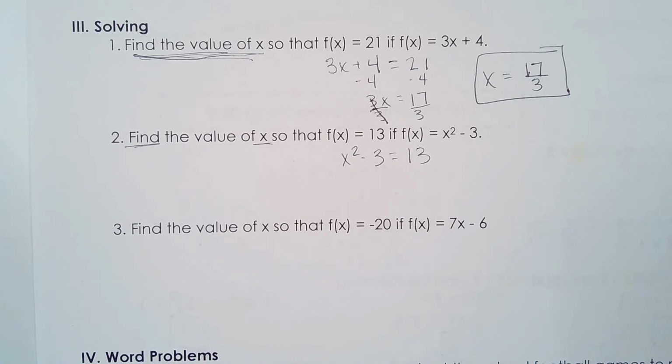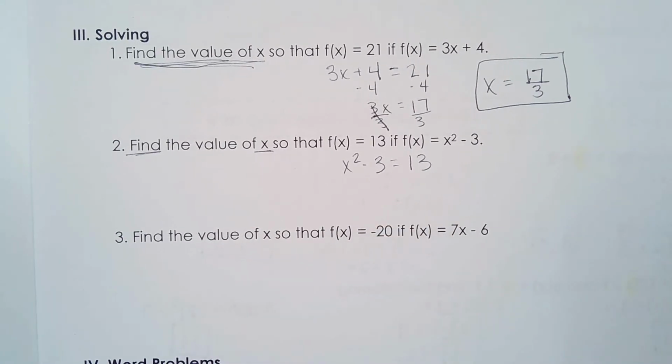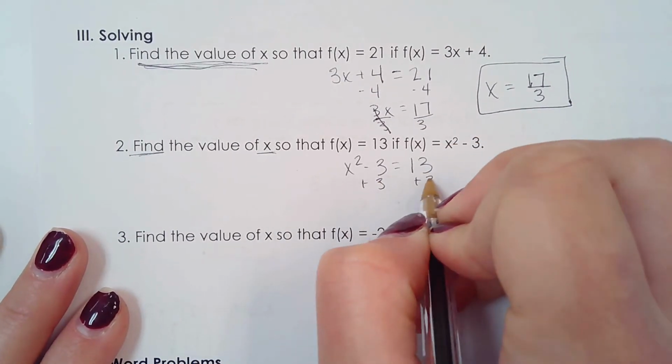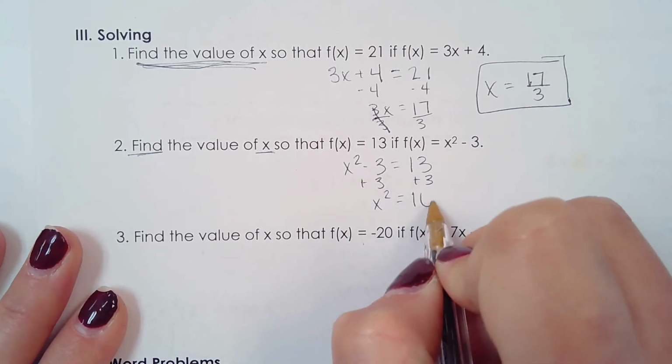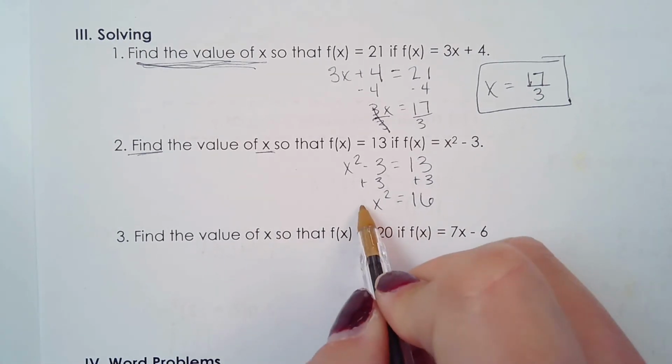Kinda. What would we need to do to start solving here? Add 3. So x squared equals what? 16. Somebody said x equals 4. How do we get that? You do the opposite of squaring, take the square root.